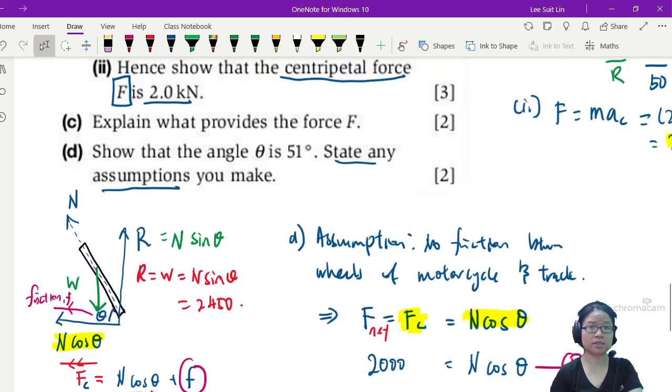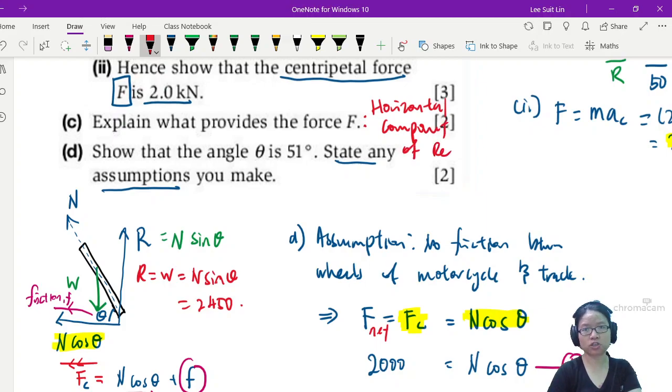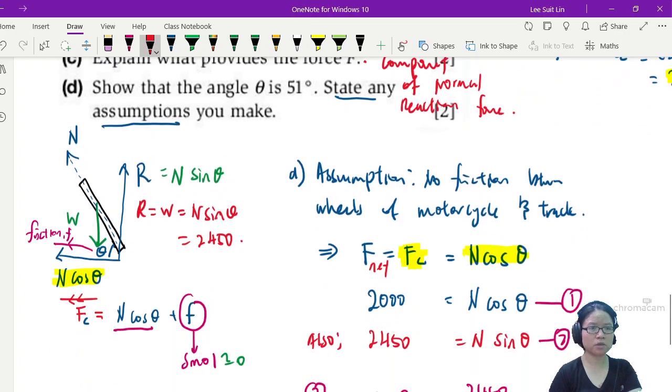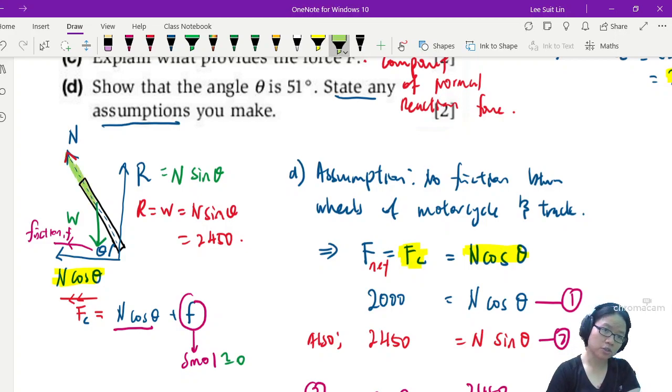So in that case, we can seal the deal for part C. What provides force F? This will be the horizontal component of the normal reaction force. Okay, so again, you have the normal reaction force here. I'm just going to highlight in green for you. This is your normal reaction force, this direction. Okay, and we split this into two components.